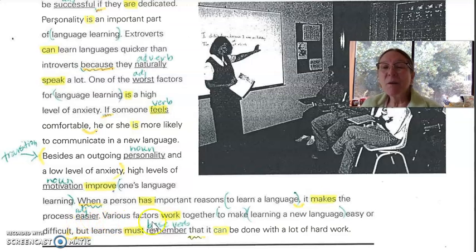And then finally, various factors work together to make learning a new language easy or difficult, but learners must remember that it can be done with a lot of hard work. We see an infinitive phrase here. We see a gerund phrase here. All the things that we've been studying in one paragraph. Pretty cool, huh? Plus a beautiful transition word.